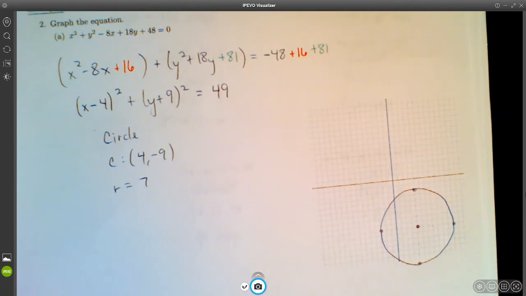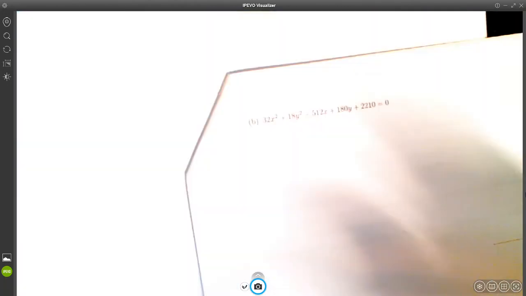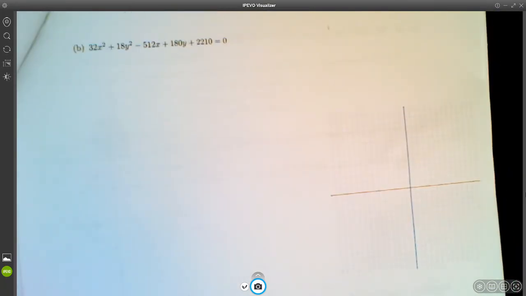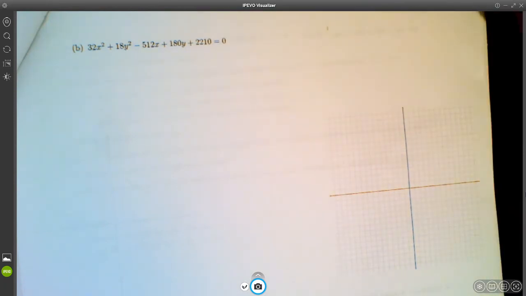So that's that one. Okay, let's do another one. Same deal. If I want to figure out how to graph this thing, I need to complete the square.